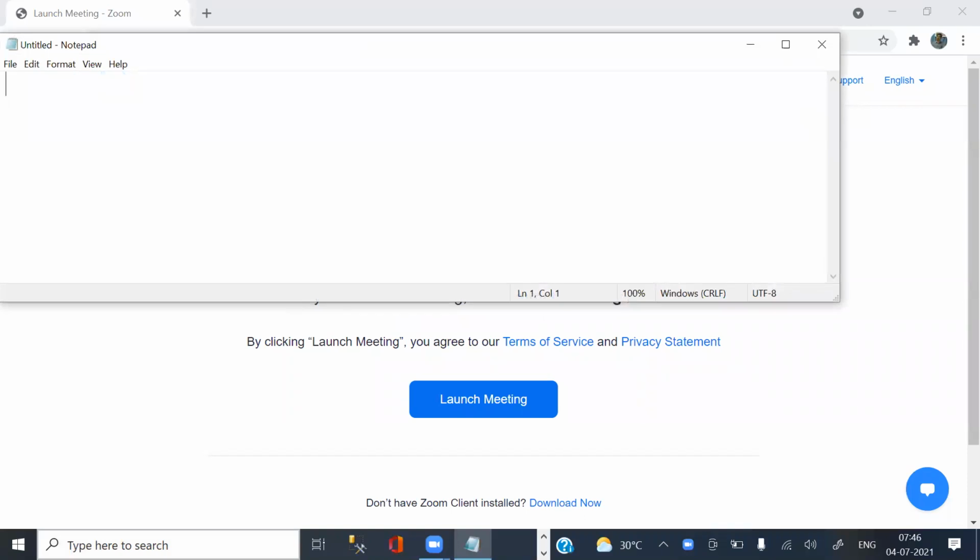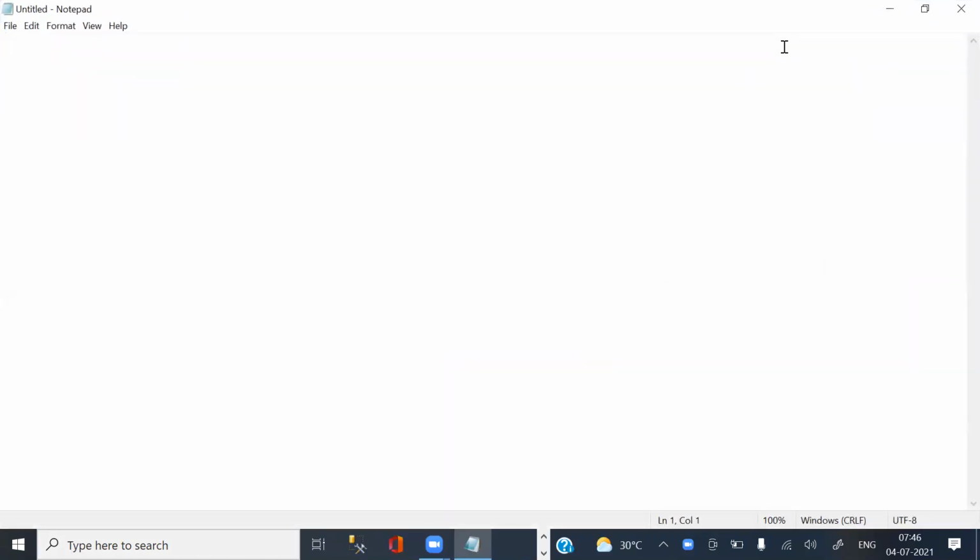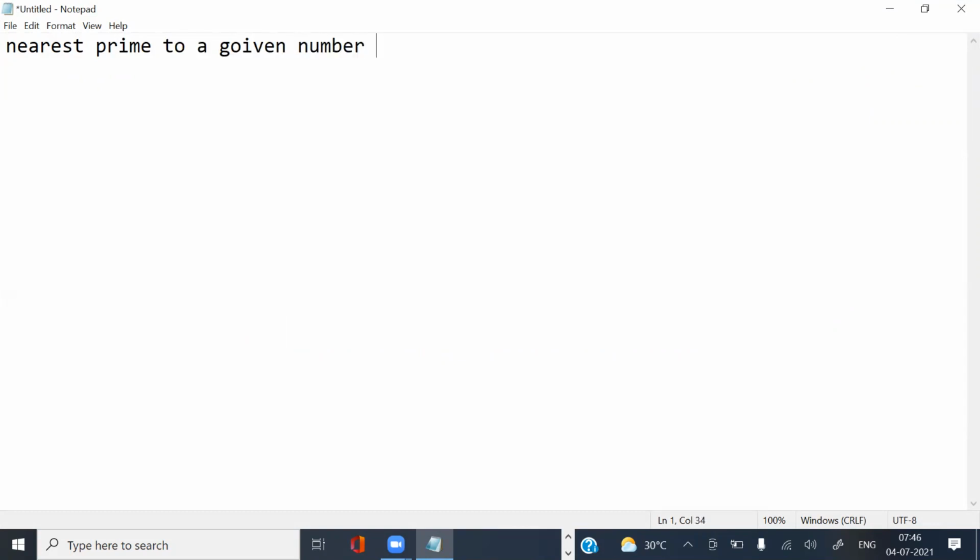Let us take an interesting problem: nearest prime to a given number. For example, if 25 is given, 26 is not prime, 27 is not prime, 28 is not prime, 29 is prime. Okay.